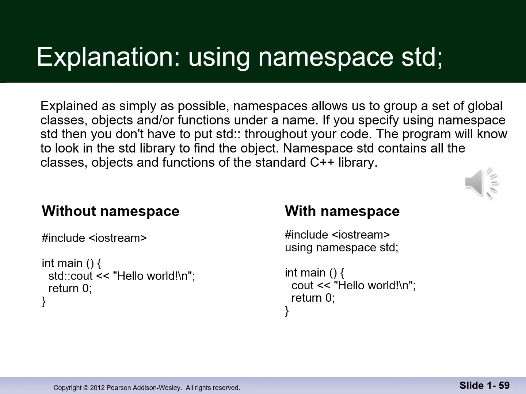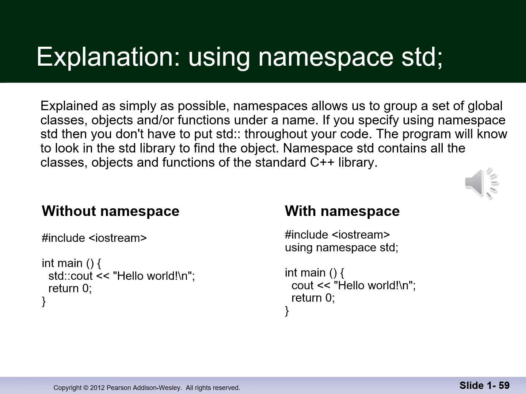I put this slide in to help you better understand using namespace std. Explained as simply as possible, namespaces allow us to group a set of global classes, objects, and/or functions under a name. If you specify using namespace std, then you don't have to put the std:: throughout your code. The program will know to look in the standard library to find the object. Namespace std contains all the classes, objects, and functions of the standard C++ library.